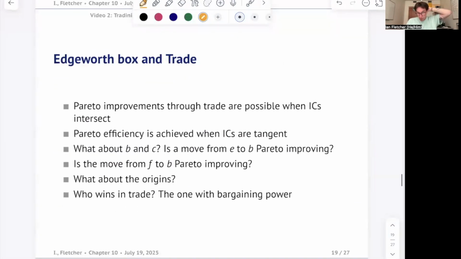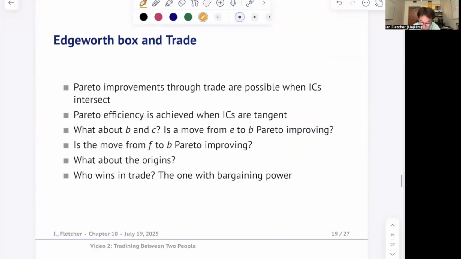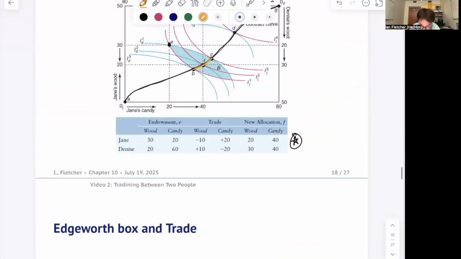So the Pareto improvements through trade are possible when the indifference curves intersect. And so the Pareto efficiency is achieved when indifference curves are tangent. So what about B to C? Is a move from E to B a Pareto improvement? Yes. We talked about this. And a movement from E to C is also an improvement.